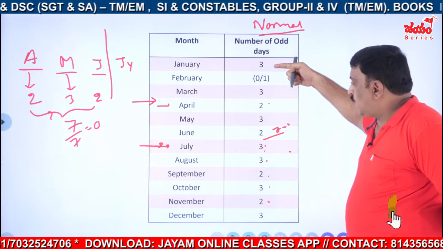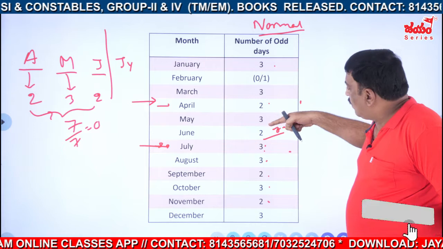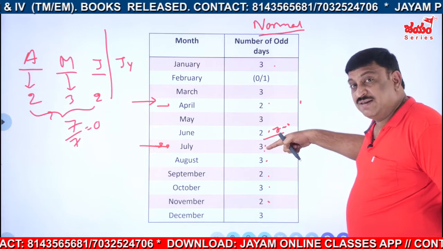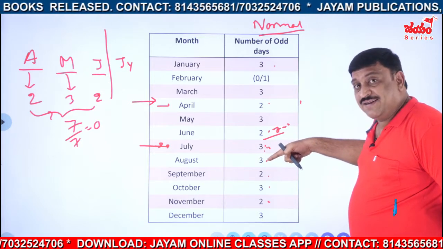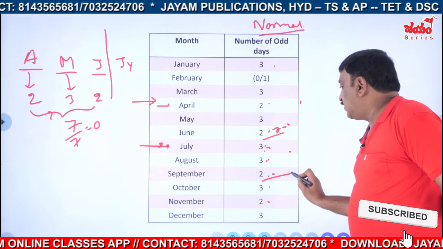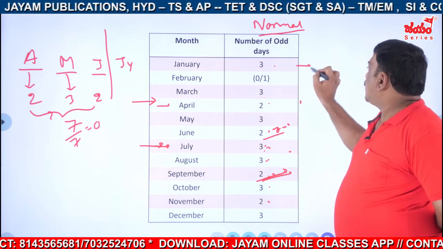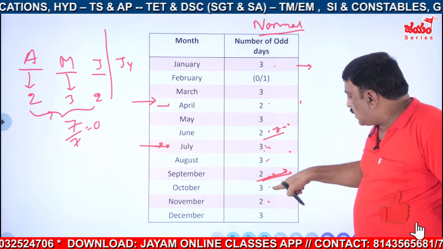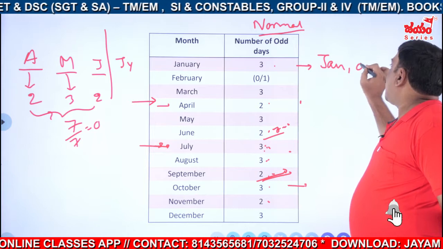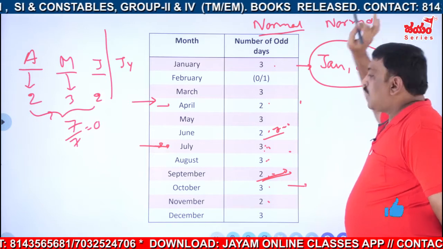3 plus 0, 3. Then 6, 8, 11. 11 plus 2, 13. 13 plus 3, 16. 19. 21. That is 21, stop there. So we stop at September, and next is October. We started with Jan and ended with September, so the next month is October. So Jan and October resemble the same in a normal year. In a normal year, I am saying.